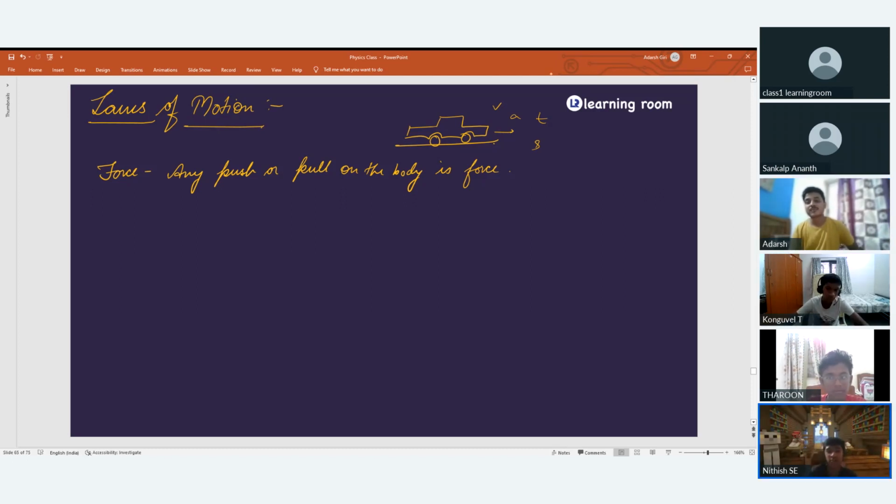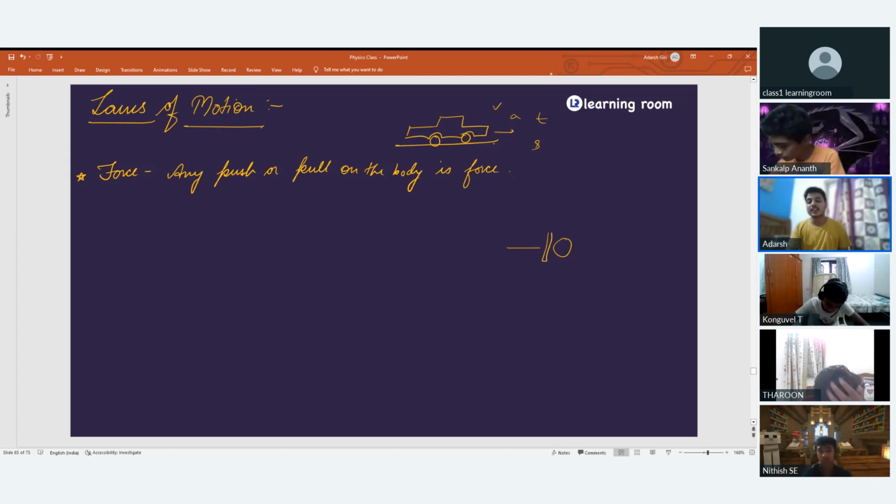Or change the state of rest or motion of the body. Like if you are changing the state of motion, again you are doing what? Like if this ball is at rest and you hit it, you pushed it. So push and pull has got different effects. Sir, can you explain again? I didn't hear.